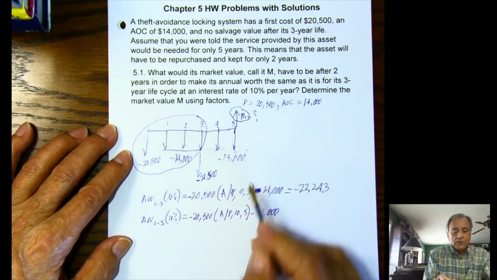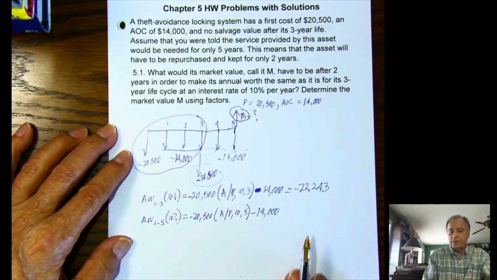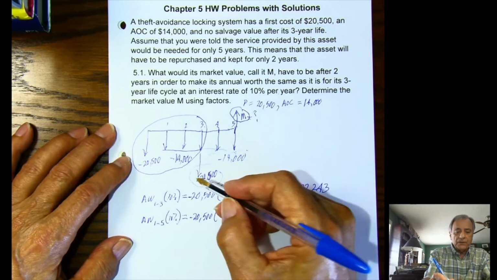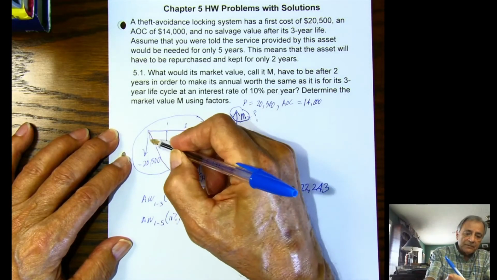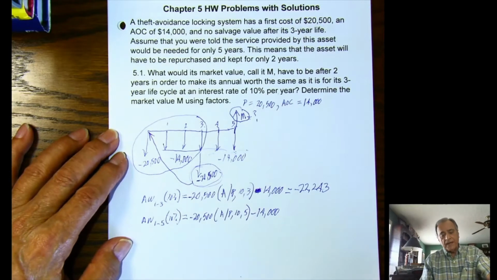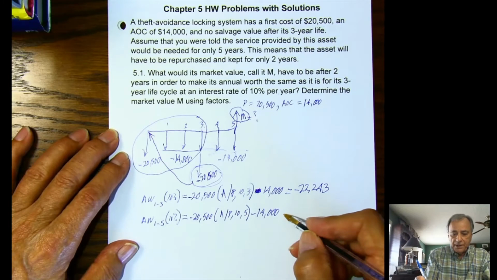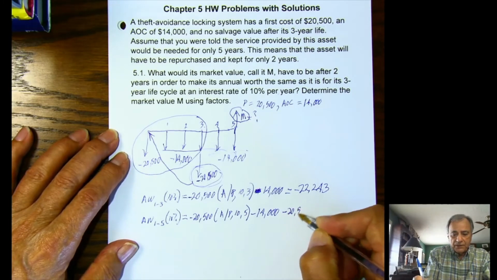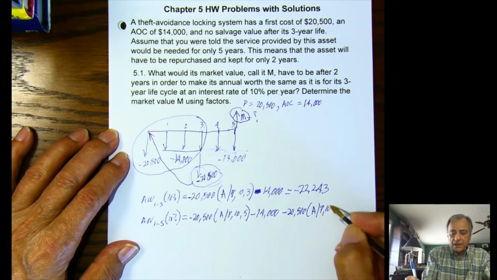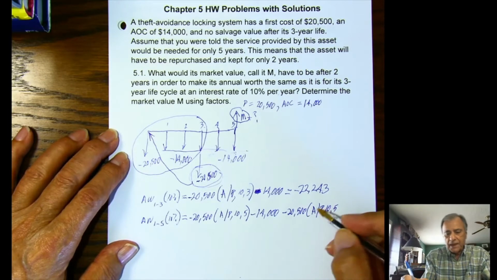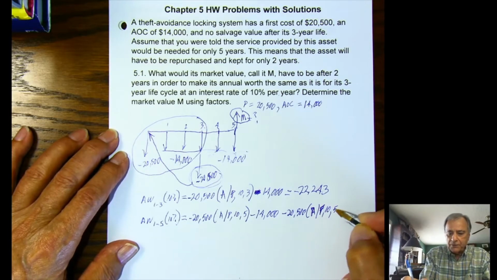And then I will have this value here, which I want to make an A series over this period of time. So what I have to do is first bring this value here back to the present time. That will be P given F. Then I'll spread it over the 5 years. So that'll be minus 20,500 A given P, 10% for 5 years. I forgot the P given F. P given F, 10% for 3 years.